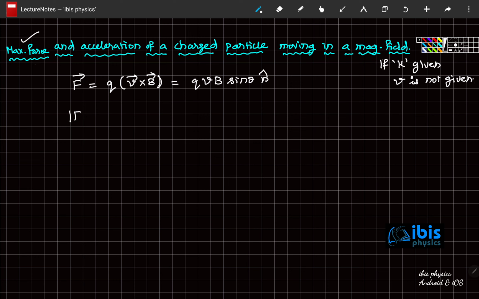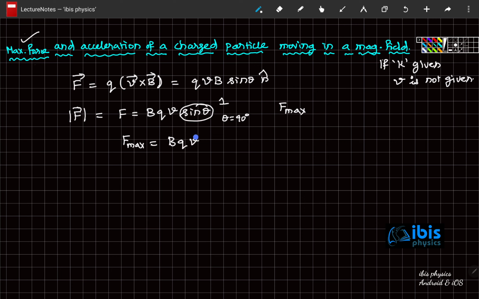So the magnitude of the force is B q v sine theta. The force is maximum when this whole value is maximum. The maximum value of sine theta is 1, which happens when theta equals 90 degrees. So the maximum force, substituting theta as 90 degrees, is B q v.